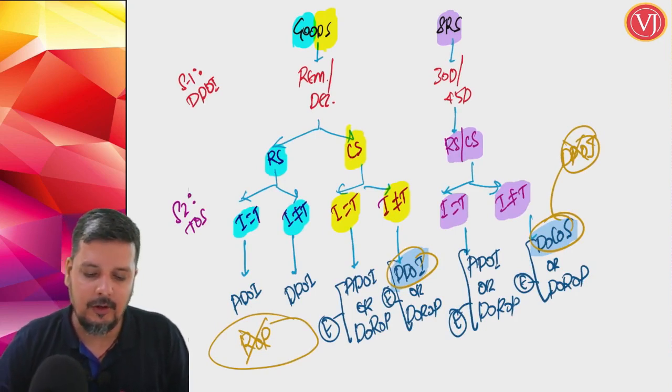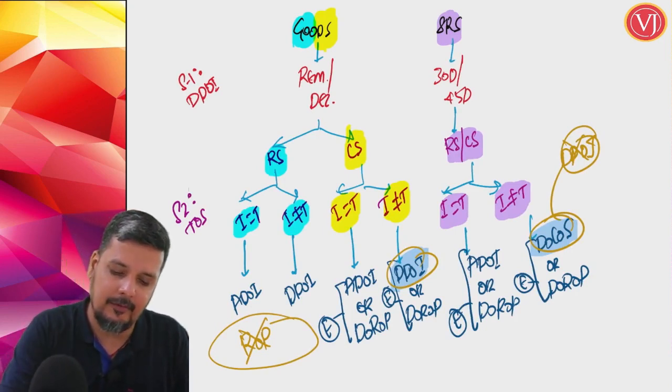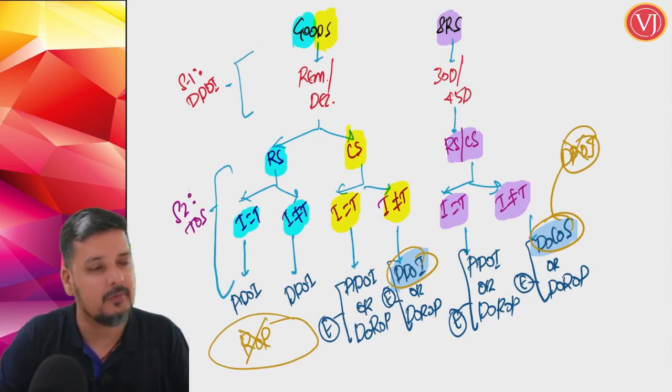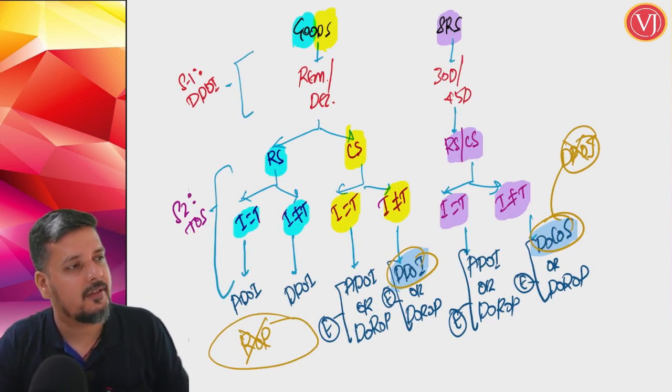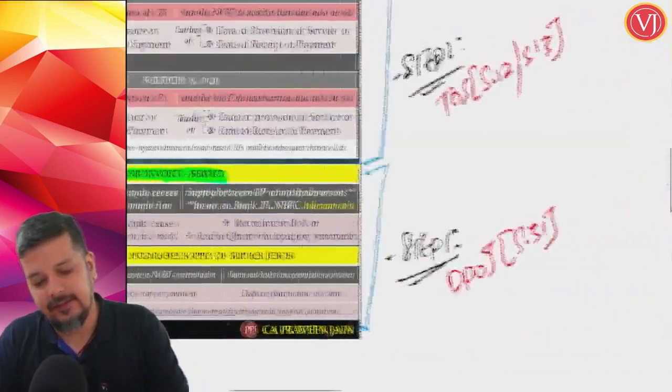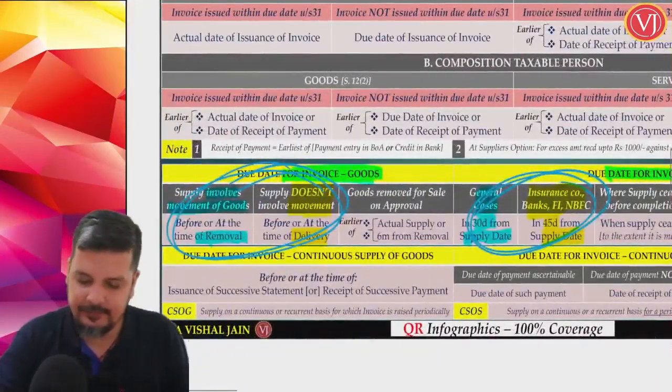That is all about your FCM, time of supply for FCM, step 1, step 2. Are you guys clear with this understanding? Now there is a relaxation given.